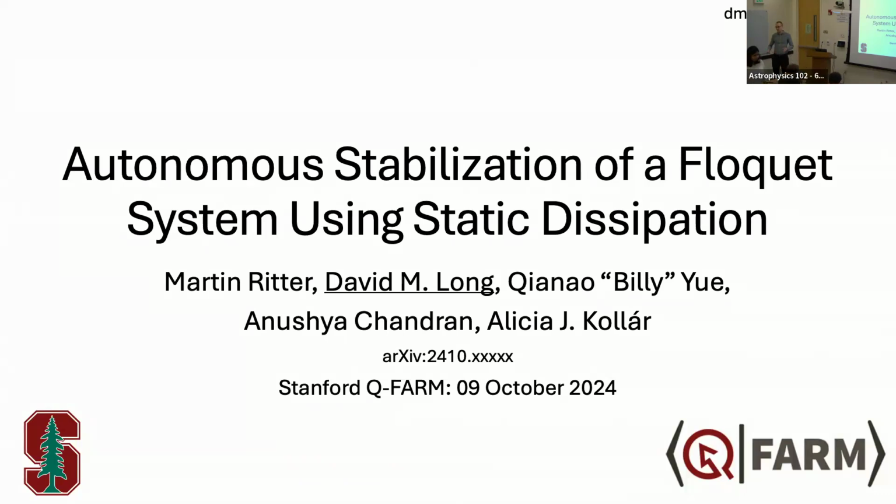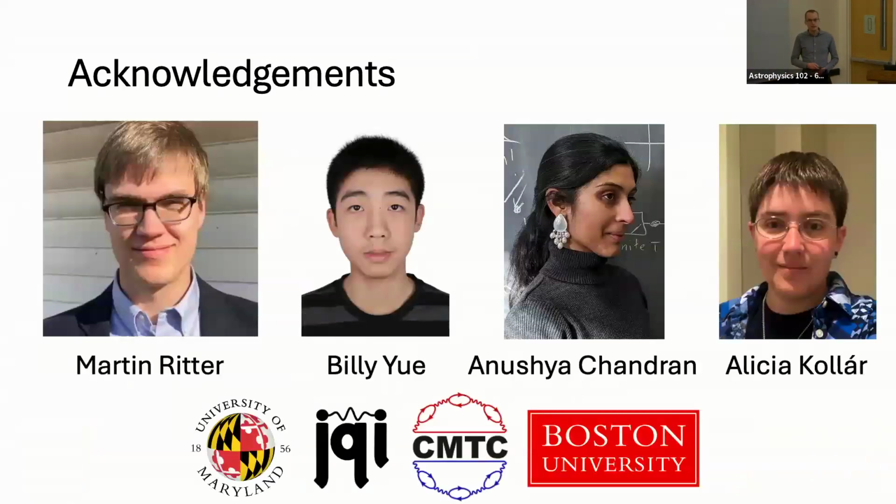Good introduction. I guess the previous talk was an experimentalist talking mostly about theory. This talk is going to be a theorist, but mostly about an experiment in the group of Alicia Kollár at the University of Maryland, who was in fact a Stanford alumna. But maybe the real hero of this talk is Martin Ritter, the student at the University of Maryland who was leading the charge on this work that I was mostly at UMD for, backed up by Billy, another student on the theory side, and my former advisor.